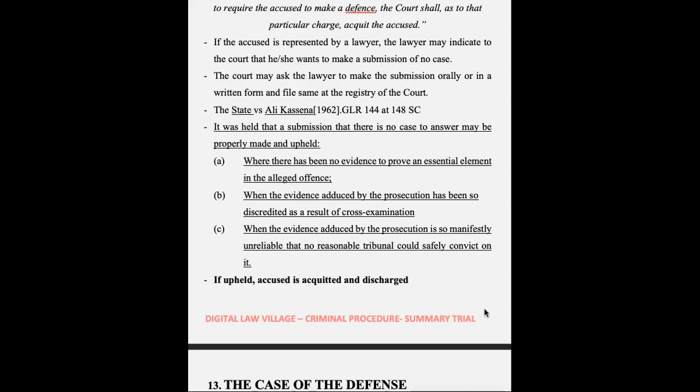But I refer you to the case of State versus Ali Kasena. Kasena is spelled K-A-S-S-E-N-A. Reported in 1962 Ghana Law Reports at page 144, specifically at page 148. It was held that a submission of no case to answer may be upheld when there has been no evidence to prove an essential element in the alleged offense. Like I told you, you are bringing the person for defilement and it's essential for you to prove the age of the victim, and you haven't brought any evidence. So when there has been no evidence to prove an essential element in the alleged offense, a submission of no case to answer may be upheld.